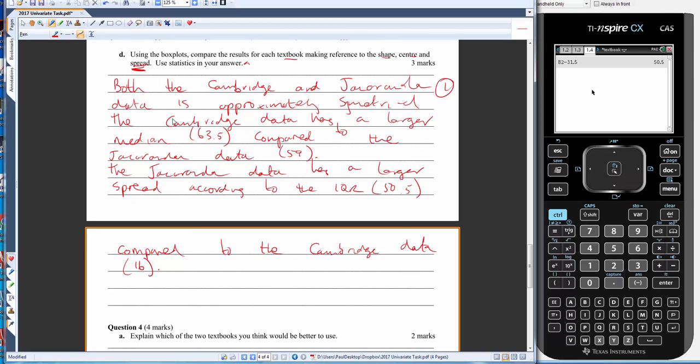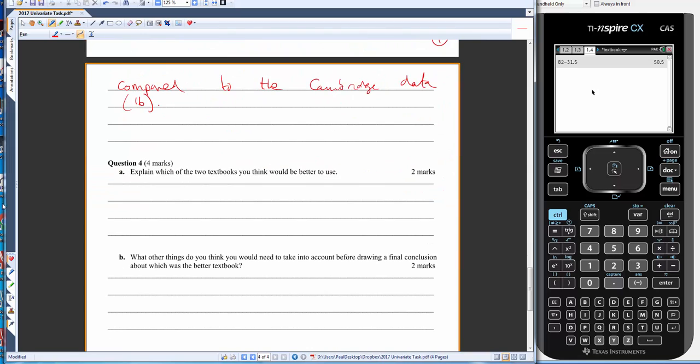Okay, and so the center comparison would have given you 1 mark, half a mark for larger or smaller, and another half mark for quotation of statistics, and the same down here with the spread.